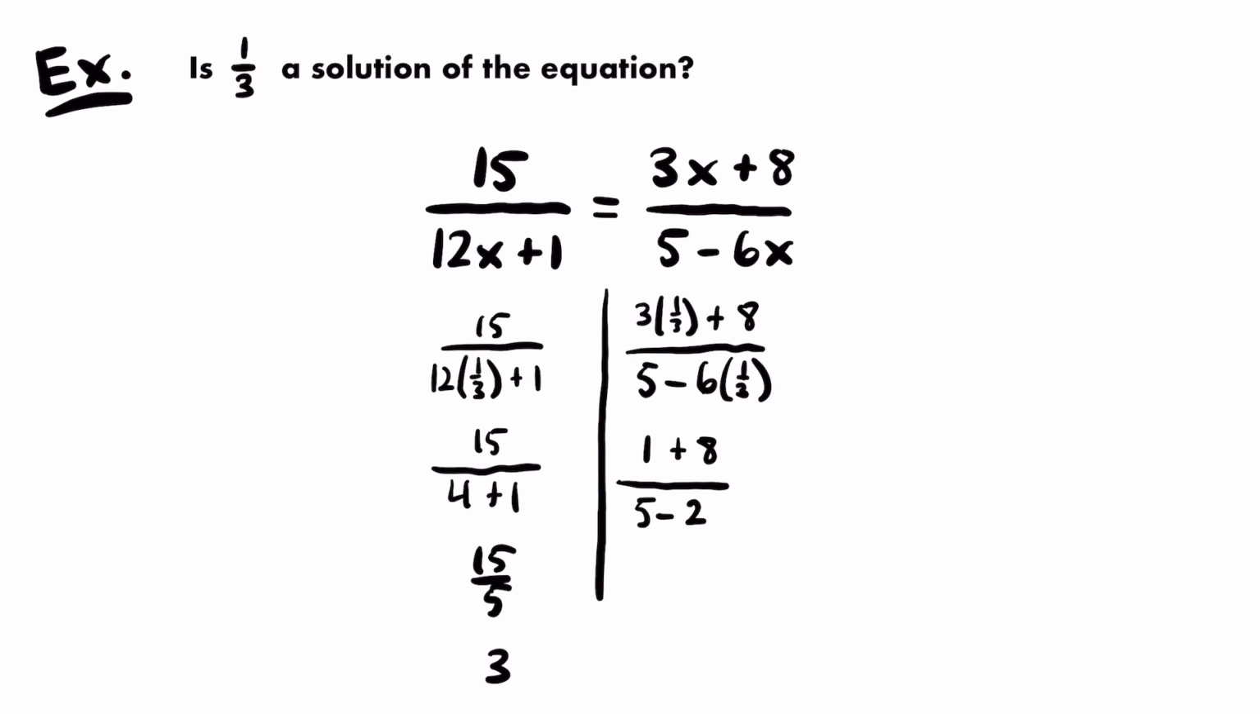And then on the other side of the equation, 1 plus 8 is 9, and we're dividing by 5 minus 2, which is 3. So you have 9 divided by 3, which is also 3. And so if you look at that, the result here of the equation is 3 is equal to 3, which is true. That is a true statement. 3 does equal 3, which means that 1/3 is in fact a solution of this equation. When you plug in 1/3 for each of those variables of x and simplify both sides of the equation, you get the same result. So our final answer here is yes, 1/3 is a solution.